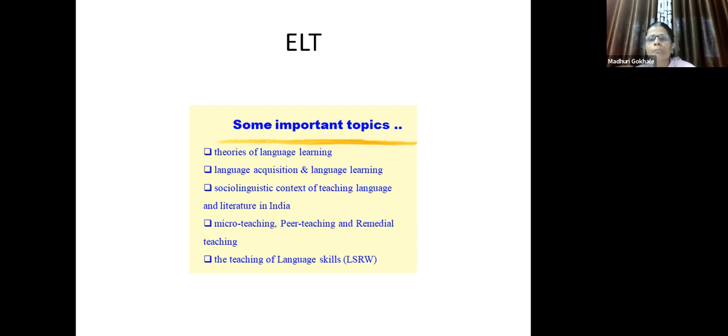Micro teaching, peer teaching, as I said to Suman, bring in collaborative learning, make them do peer evaluation, peer teaching. Many of you will have to do remedial teaching. You will have to help the weak learners of your class. The teaching of language skills, listening, speaking, reading, and writing. Again, this is a very fertile area of research.